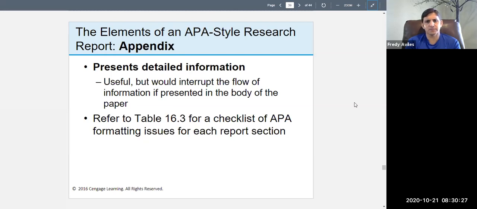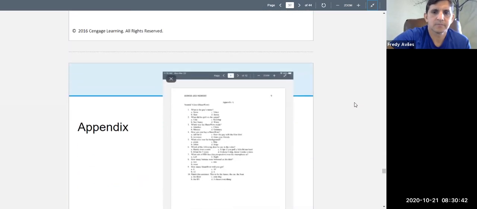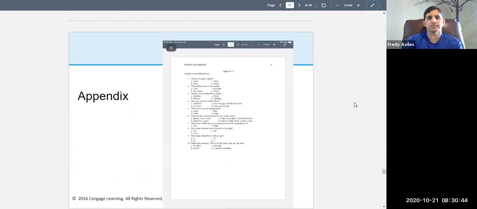After the references. It says refer to table 16.3. Okay, we're not using that textbook anymore. Don't refer to that table, okay? We don't have that table, but I'm gonna tell you what you need to know about appendices anyway. And there's an example of an appendix, okay? Basically, I know that it's hard to see, but I'll show you the paper after the recording. But yes, there's a certain questionnaire there.